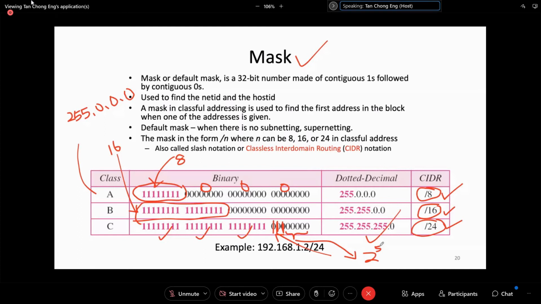So this is actually the beauty of CIDR, classless inter-domain routing notation. It's so flexible. The standard ones that we're using are /8, /16, /24, but you can do even /27, /28. It's not a problem. If you know the calculation, then you can have more networks, more networks allocated for a smaller organization.